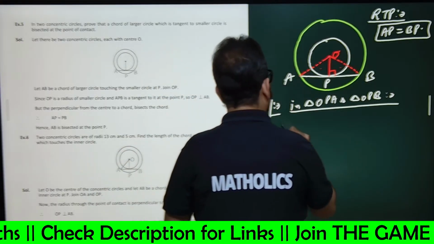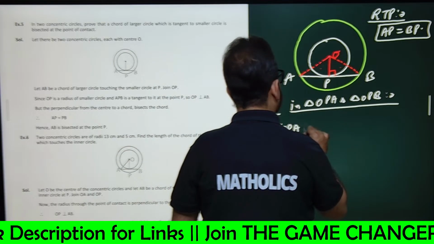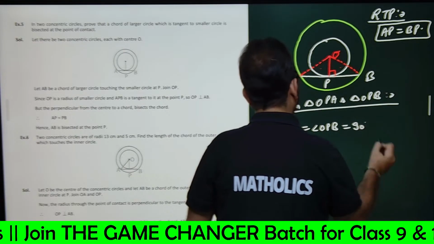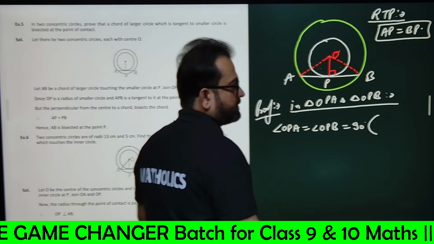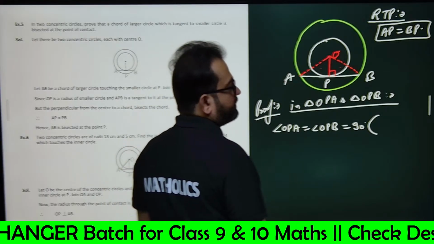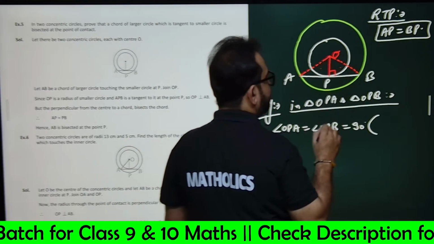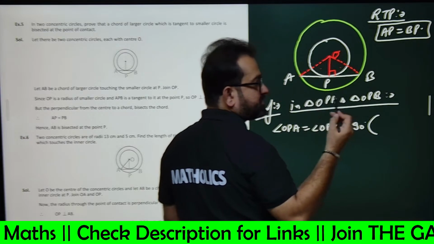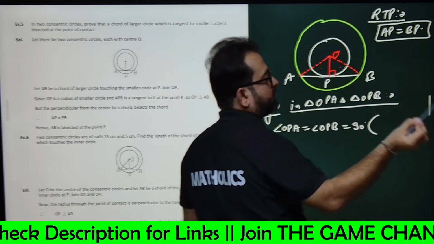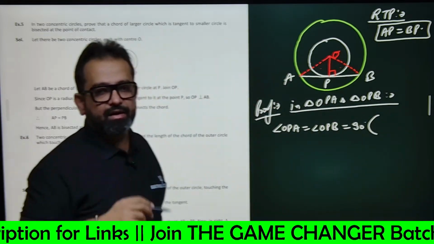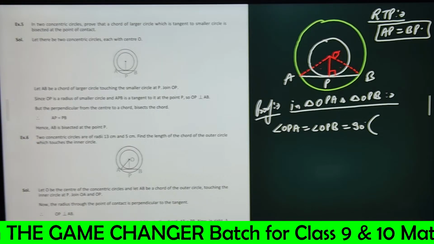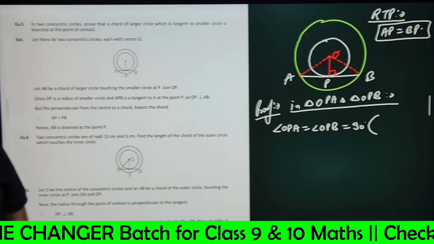We will write angle OPA equals angle OPB equals 90 degrees. Reason? The point of contact, when it is connected to the center, the radius is perpendicular to the tangent at the point of contact. We have used it earlier also. Clear? Sorted.